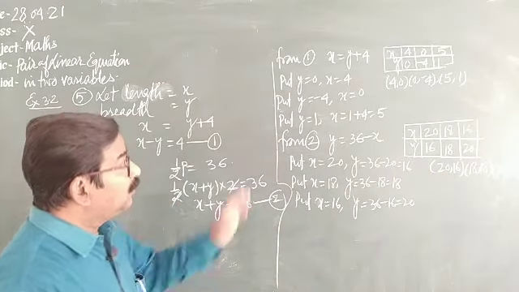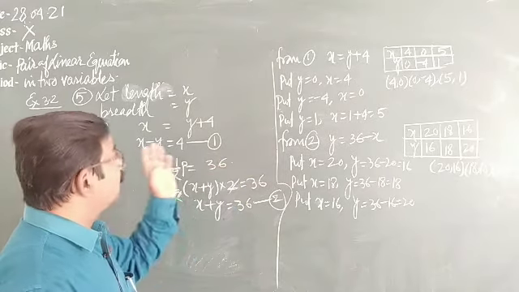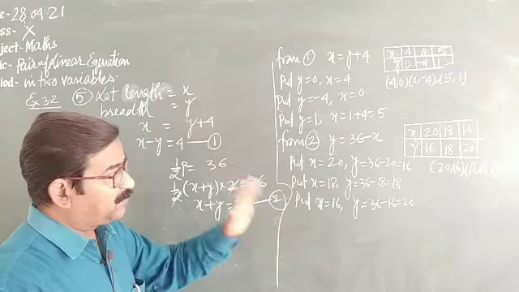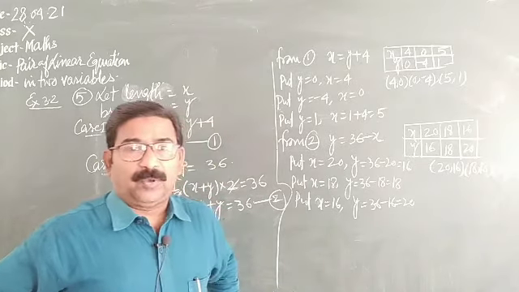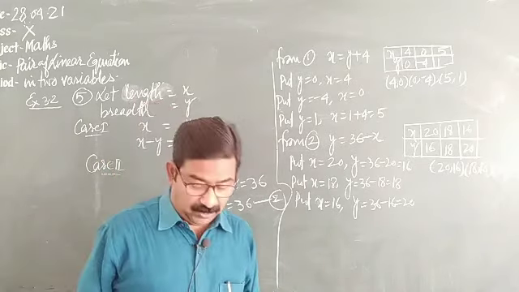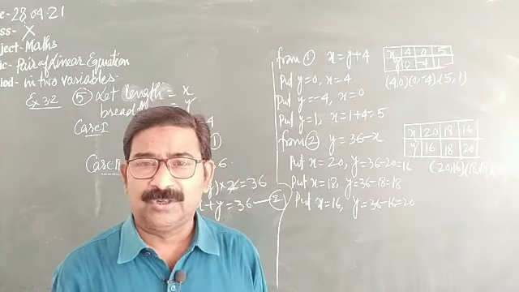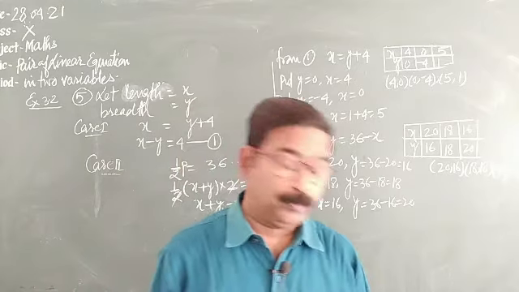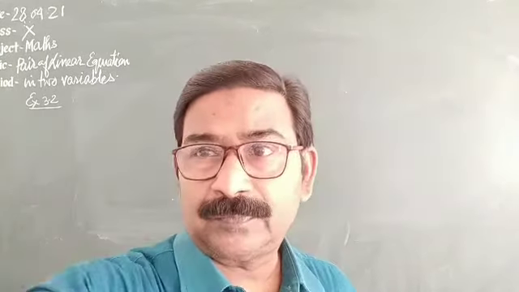So we have obtained all 3 points for equation number 1 and all 3 points for equation number 2. Now you know how to plot the graph. You will plot the graph yourself and get the solution. So I am leaving the graph for you. Is it okay? So you can plot.